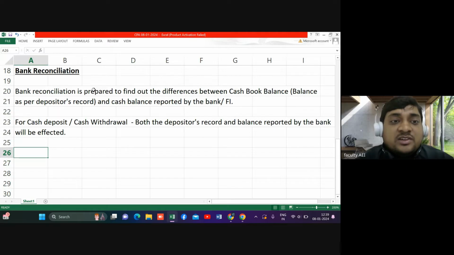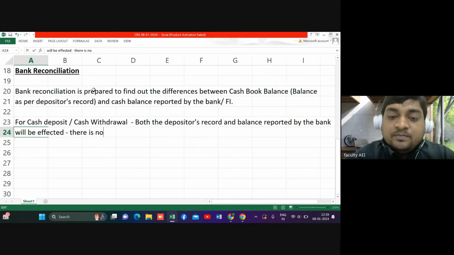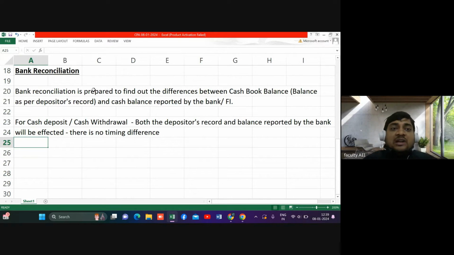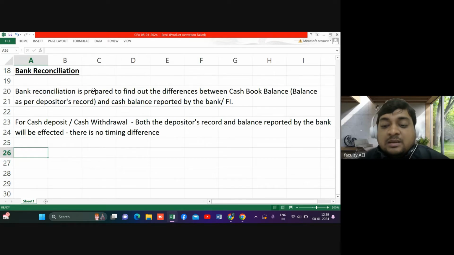Similarly, for cash withdrawal, there is no timing difference. But when I talk about check, a person making payment through check, or I am issuing check, in that case, there are some timing differences. So let us first identify the causes of difference.